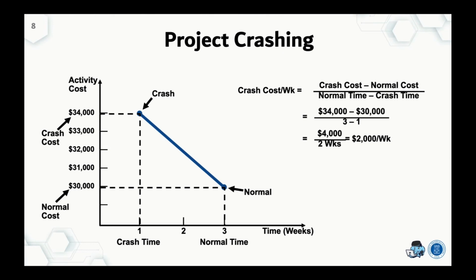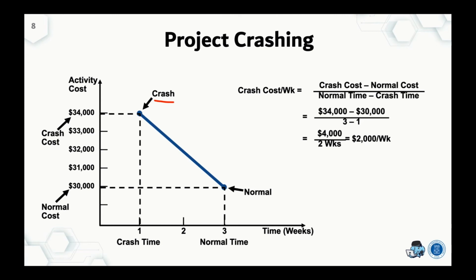Now let's talk about crashing. In a situation where we need to shorten the project completion time with an additional cost, for example, because we need to complete it within this year, but based on our calculation the project should be completed next year, we can shorten the project completion time by crashing activities. Crashing means putting additional resources on some activities to shorten their completion time.